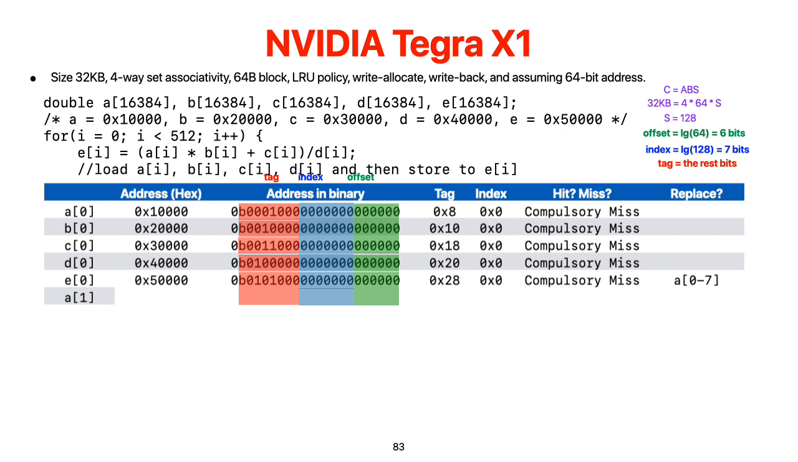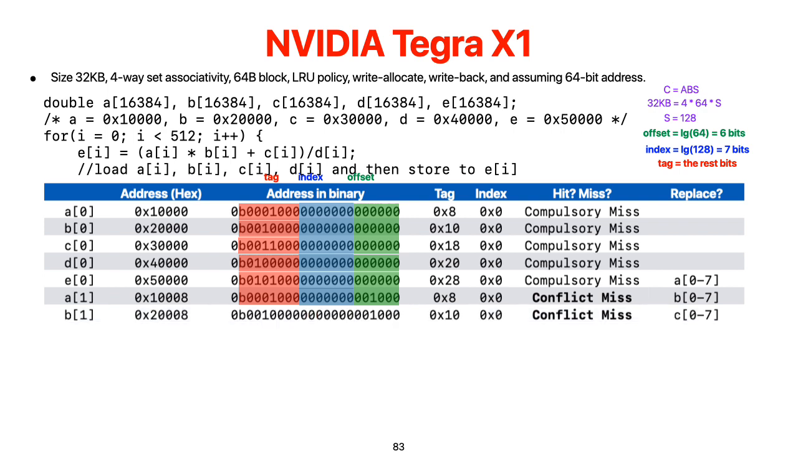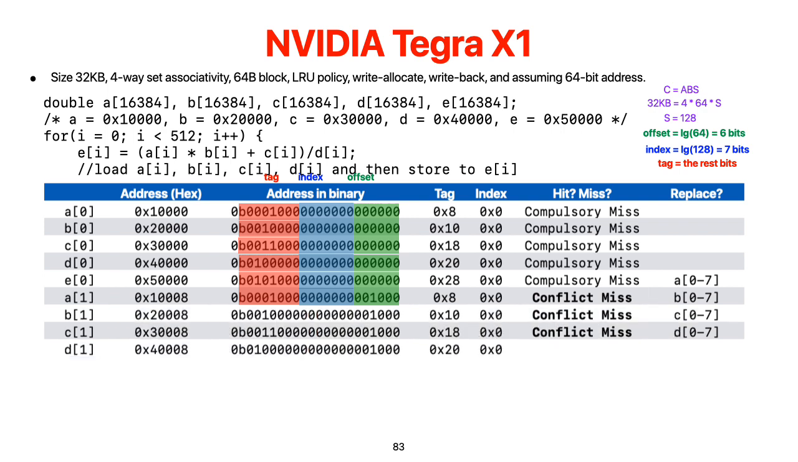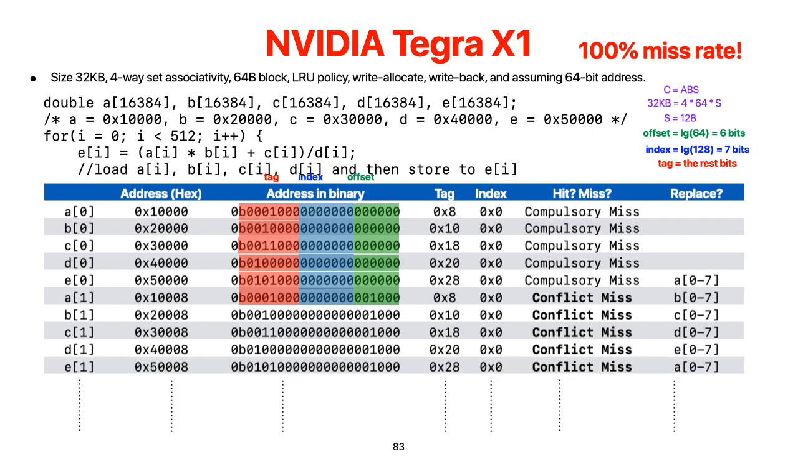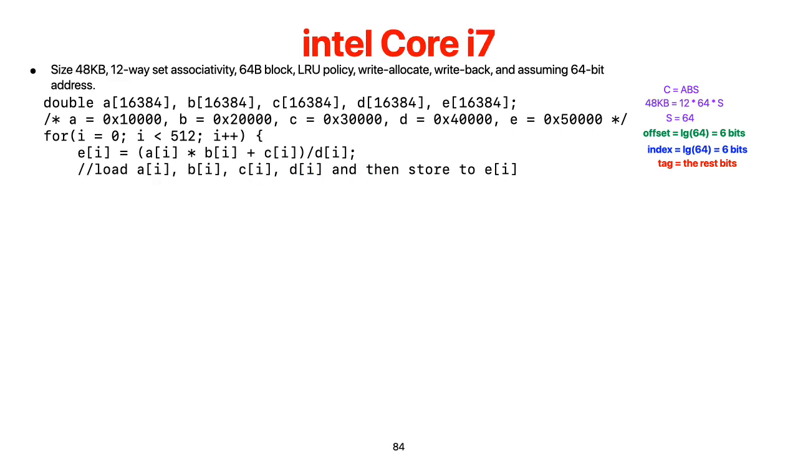So now, the next time we want to serve A1, although it was a block that we have seen before, because it was kicked out when we served the request for E0, this turns out to be a conflict miss. And when we serve this conflict miss, we keep kicking out B. So if you continuously repeat this process, you will figure out there's a 100% miss rate. Only the first access to each block is a compulsory miss. Other than that, everything is a conflict miss.